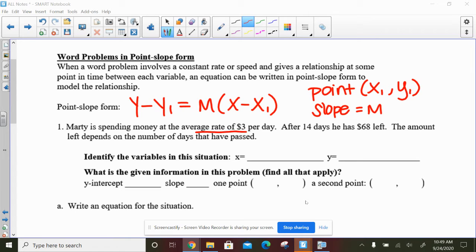Okay, so Marty is spending money at an average rate of $3 per day. So that average rate of $3 per day, that is my slope. An average rate of change, whatever it is per day, that's my slope. After 14 days, he has $68 left. The amount left depends on the number of days that have passed. So identifying your variables in this situation, X is your days, because you have your money per day. The Y is how much money you would have left.